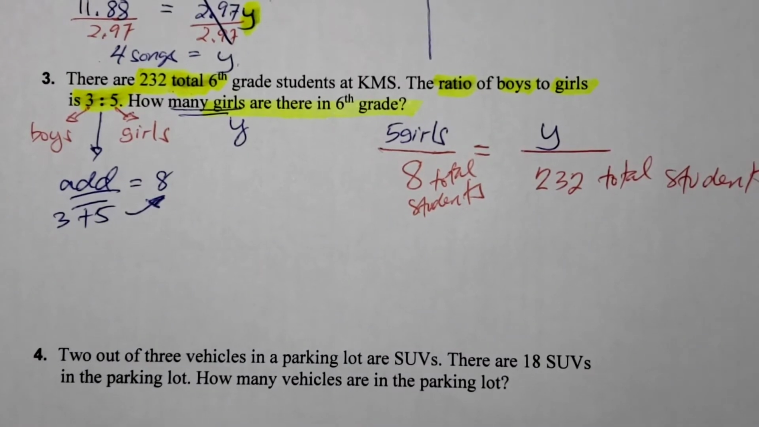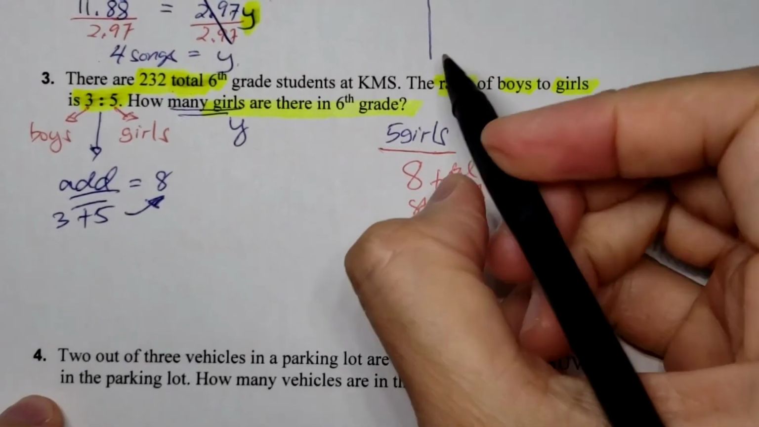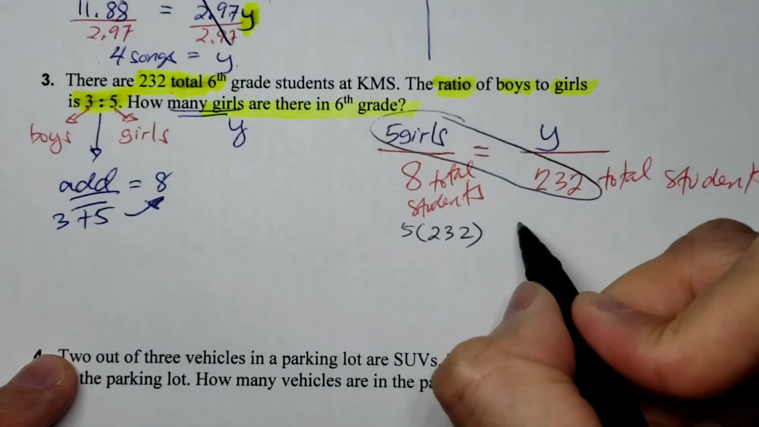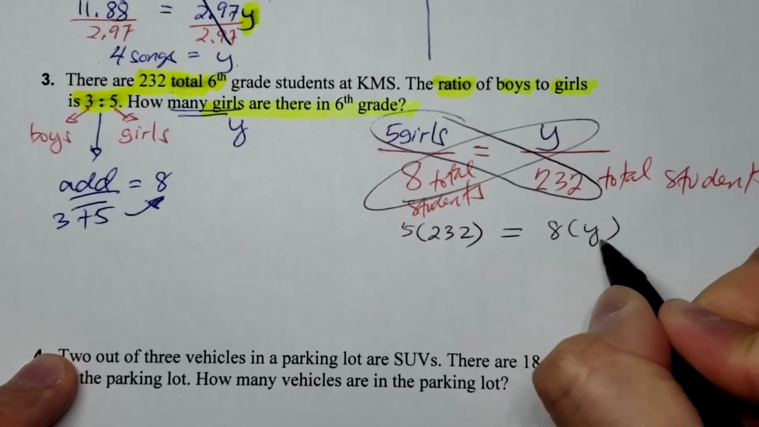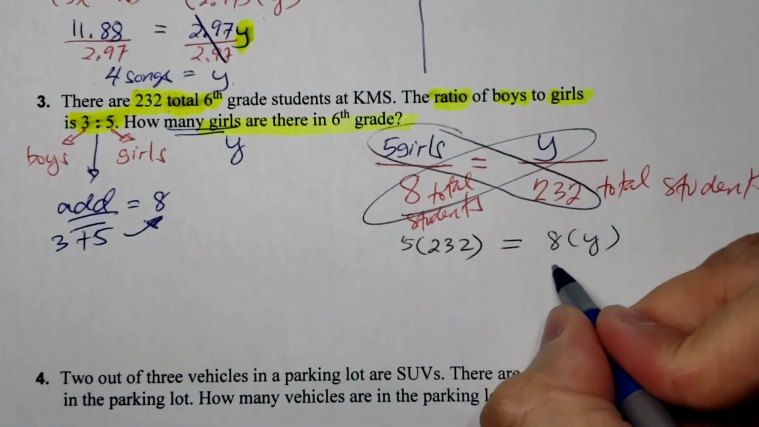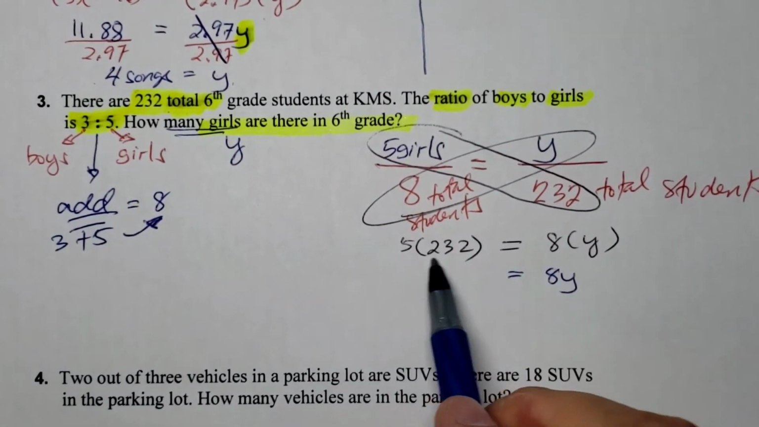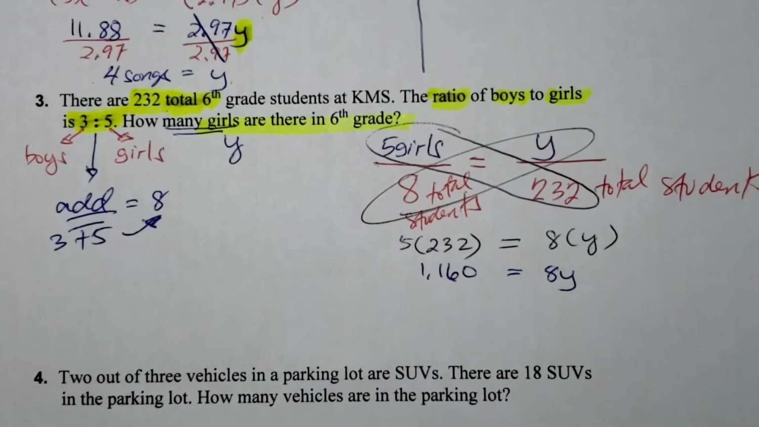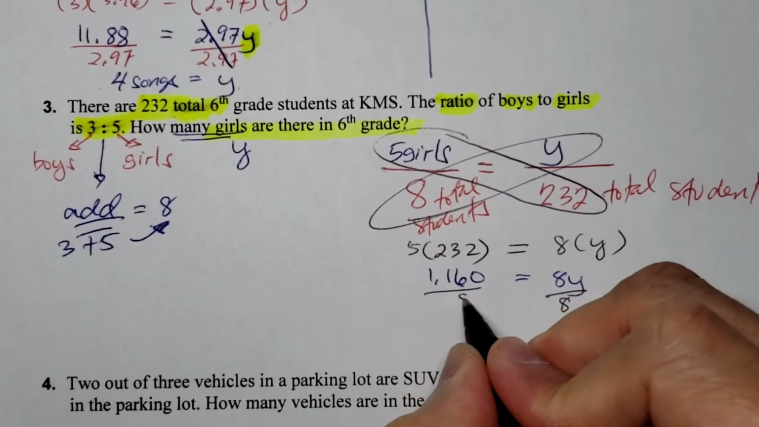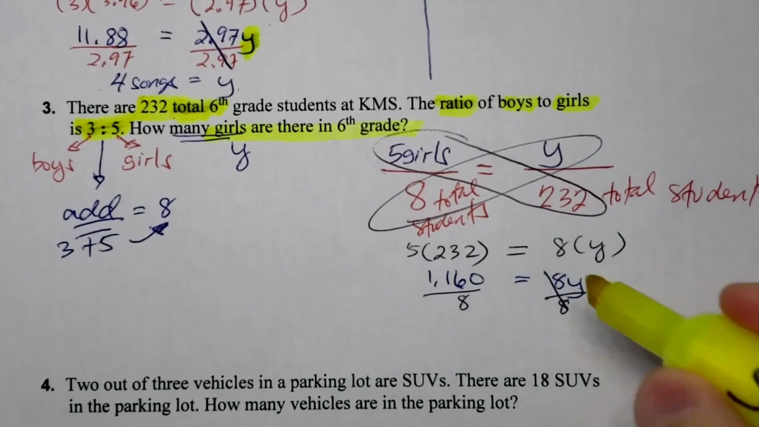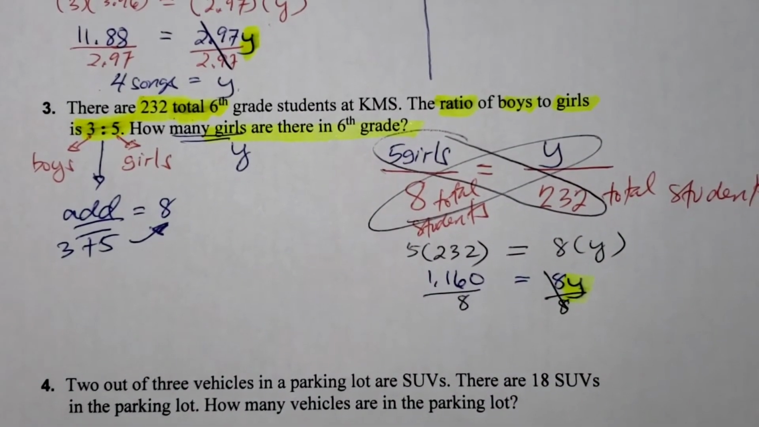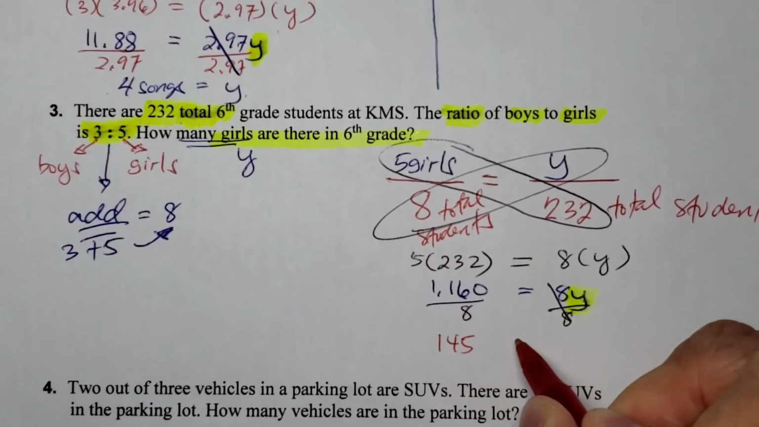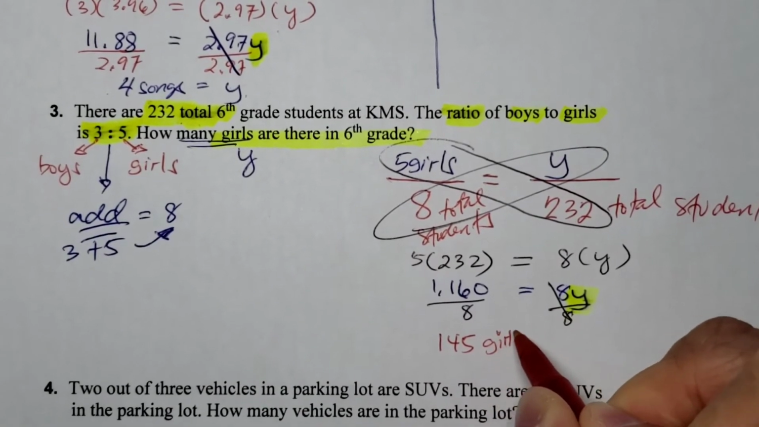So let me get a black pen for that. Multiply 5 times 232 is equal to 8 times y. So that's going to be 8y is equal to, if you use your calculator, you multiply these two factors, you would get 1,160. And we divide by 8 because we need to isolate y or keep y by itself. So that gives us 1,160 divided by 8. This gives you 145 girls.